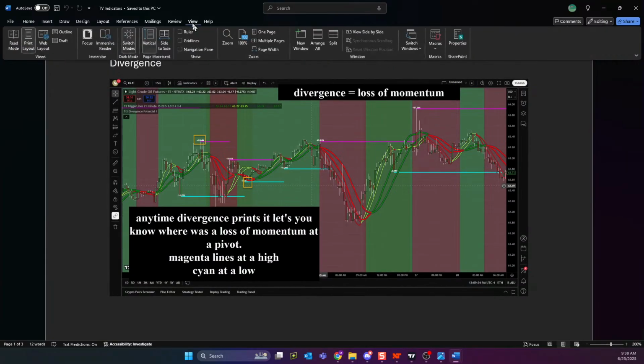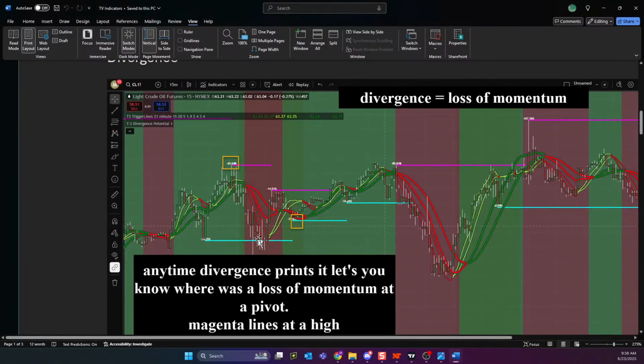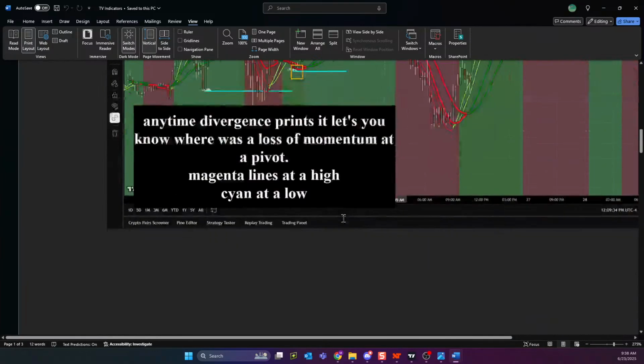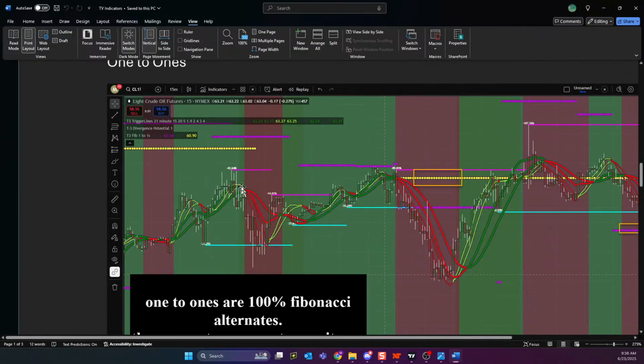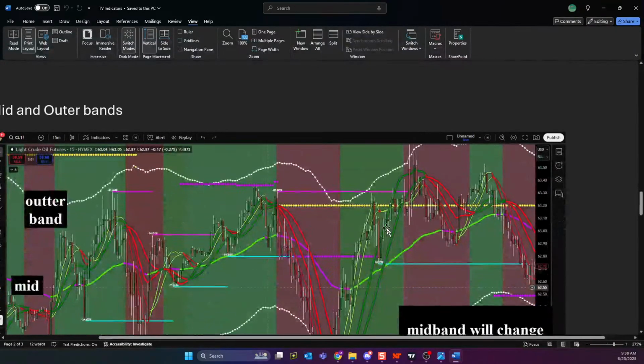Let me make this a little bigger. Zoom, let's make it like 275. So you can use these lines. Right here it says there's a loss of momentum. When the market comes back to them, it can stop the market. You'll use those trigger lines to tell you. One-to-ones are just Fibonacci that print in the moment. So you'll see them as yellow and pink. You can trade from them. You can trade to them, but you don't want to trade directly into them.